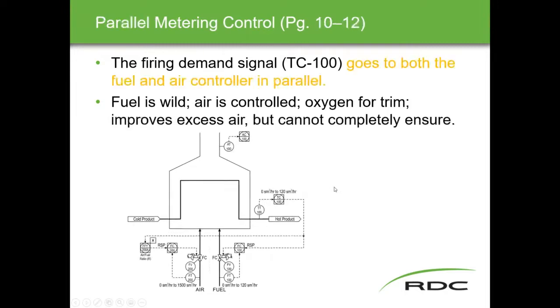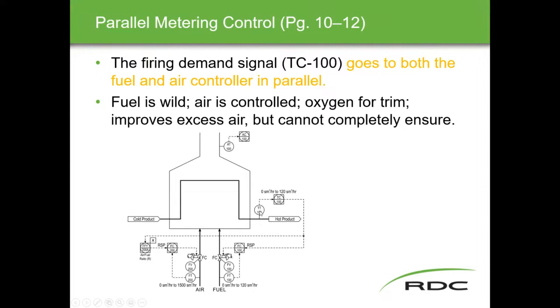Okay, so next slide, parallel metering control. So evolutionary over series. So the firing demand signal is still, of course, TC100, but in this case, you're going to notice that it goes to both the fuel and air controller in parallel. Again, any text in yellow ties to a self-test question in the back of the ILM.